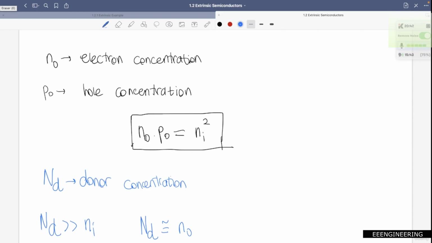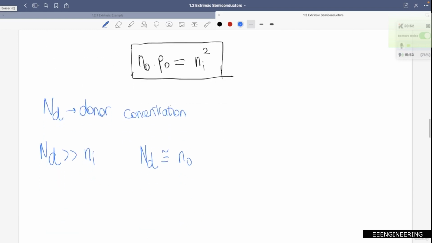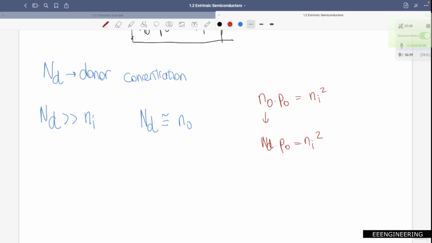The reason is that the donor concentration is so big that you can simply ignore the intrinsic electron concentration. That's the simple logic we have, and when we do that, our equation can easily be manipulated. N0 times P0 is Ni squared. When ND is a lot greater than Ni, the donor concentration is equal to the electron concentration. So instead of N0, we have ND times P0, which is equal to Ni squared.